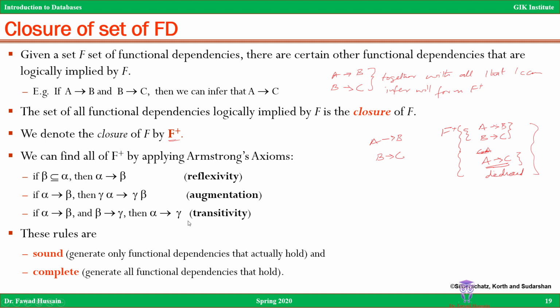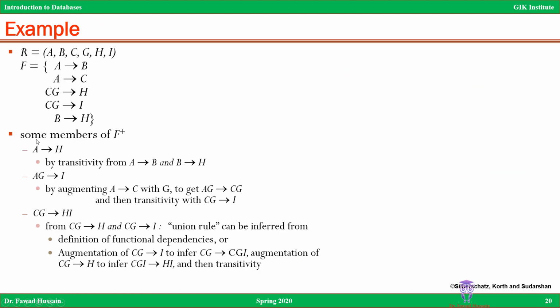We can use these possible properties that we saw in the last 2 slides to determine the F plus, and these rules should be sound, meaning they should actually hold, and they should be complete. This is the final example for this lecture. If we have R, which has A, B, C and G, H, I, and my functional dependencies are A implies B, A implies C, CG implies H, CG implies I, and B implies H, here are some members of F plus.